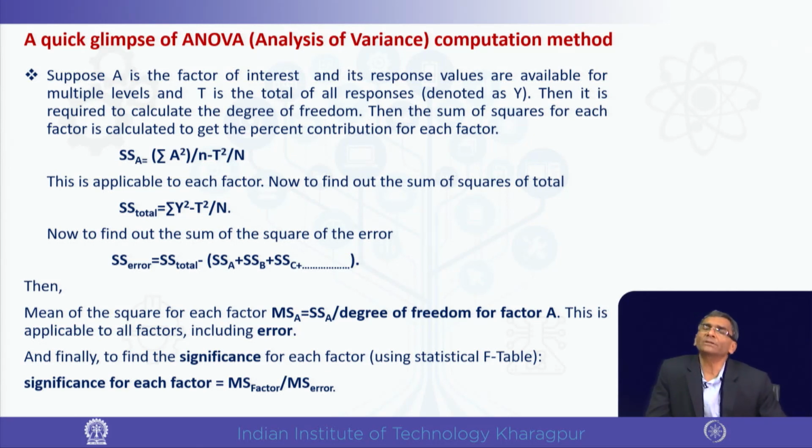Here, there is a thing called a significance test, which, as I said, tells which factor is important and becomes a candidate for tolerance design, not all factors. So how significant is it, so that it becomes a candidate? The significance is identified through a test called the F test, Fisher's test, which is taken as the ratio of the mean of the square for the factor divided by the mean of the square of error. Error, I have already told you what it is. So, this is a basic glimpse.